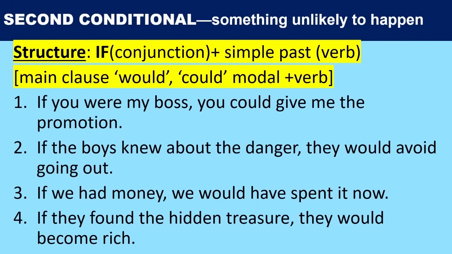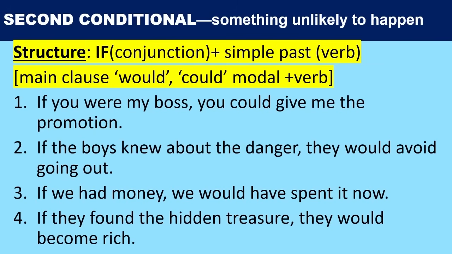If the boys knew about the danger, they would avoid going out. There was some problem outside. So the boys didn't know about the danger. So that is an unlikely condition. So they went out, but they did not know that there was danger. Here you see the past tense, would avoid is the modal plus verb.